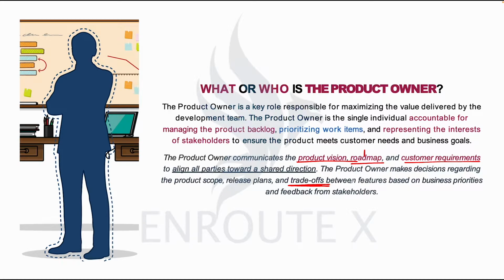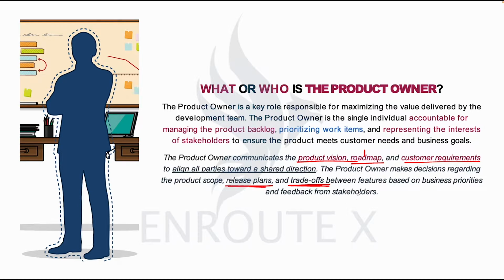So there are lots of trade-offs that the product owner needs to see through. There's what we call the release plan. The release plan is the agenda to deploy the product to the end users. So for that product to be deployed, there is a plan that goes with it. And of course, trade-offs between features, based on business priorities and feedback from the stakeholders.